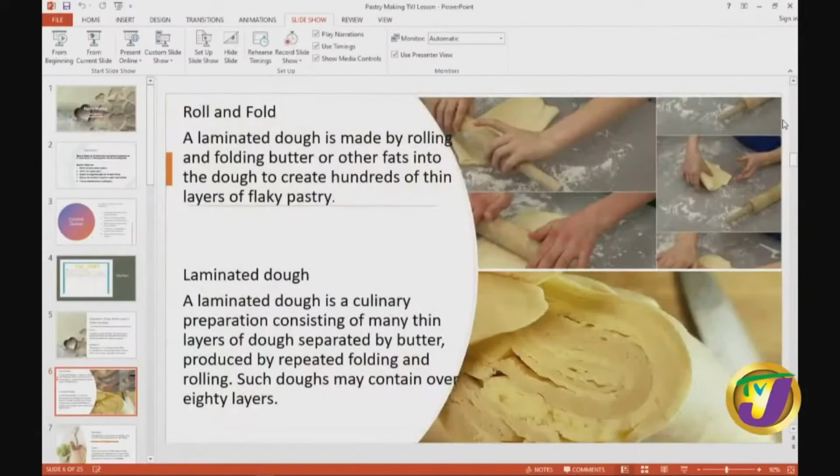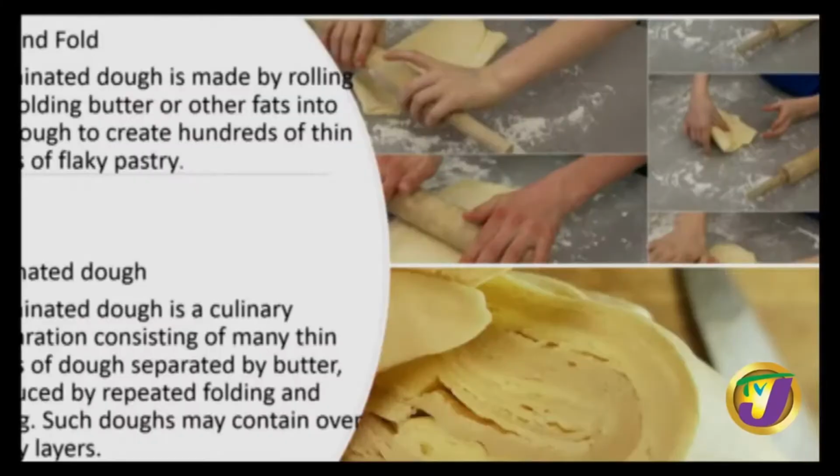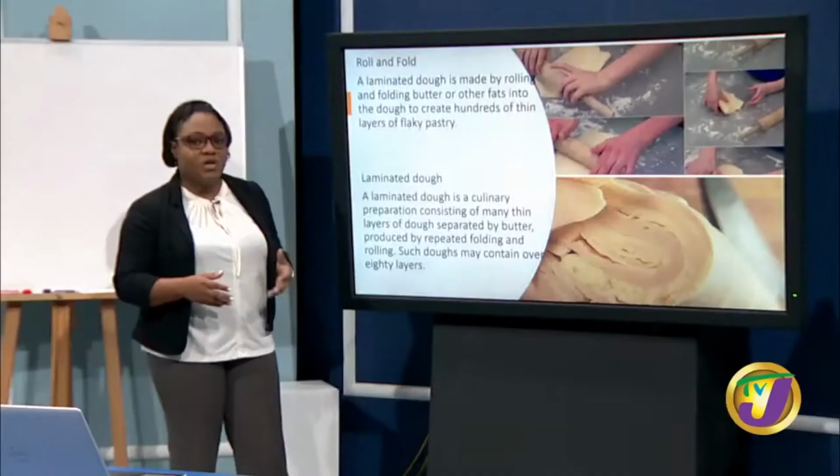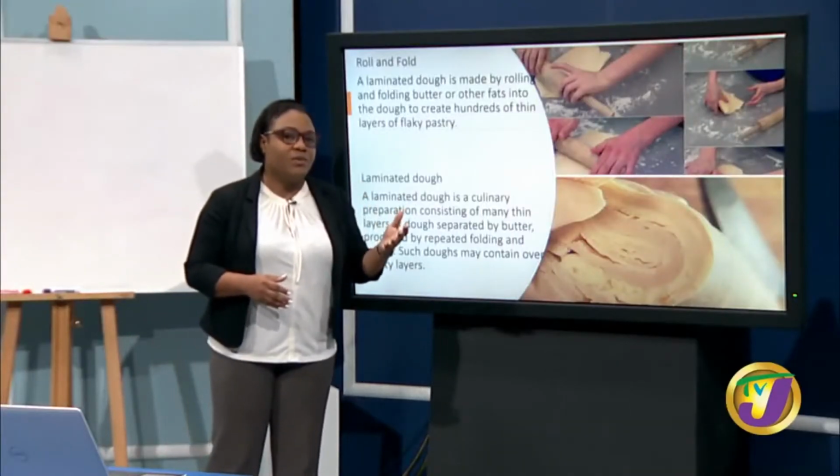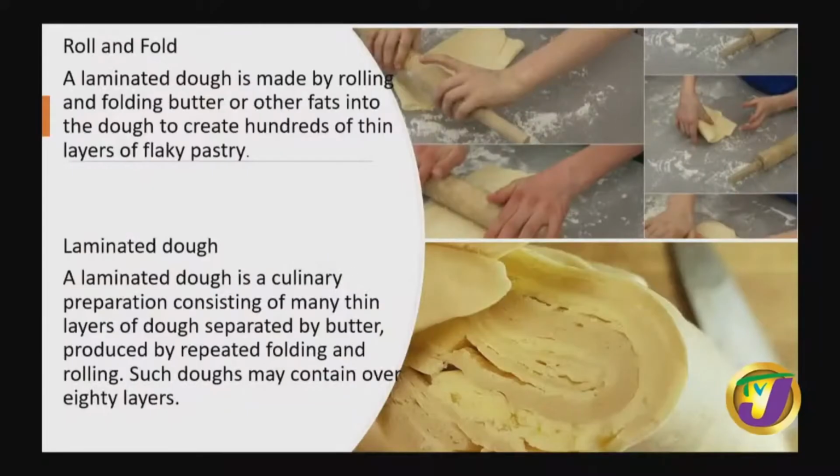Now, another technique that is used, we call the roll and fold. And this is where a laminated dough is made by rolling and folding butter or other fats into the dough to create hundreds of thin layers of flaky pastry. It's not only for flaky pastry, but I'm singling out flaky pastry here because I'm going to discuss this a little bit more in the lesson. Now, if you can see some pictures here, this is where we do the roll and fold. Based on the number of folds that you do with the dough, that will determine the number of layers and flakes that you'll have with your dough.